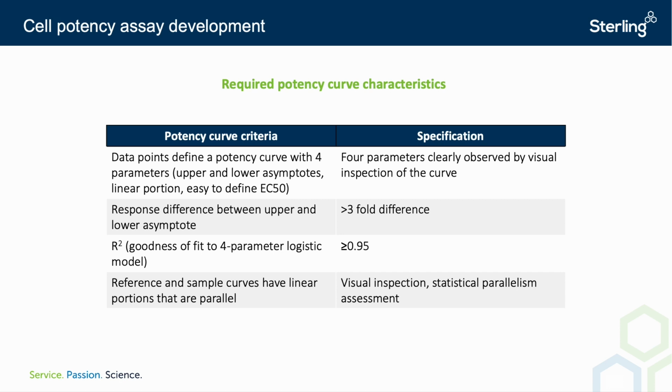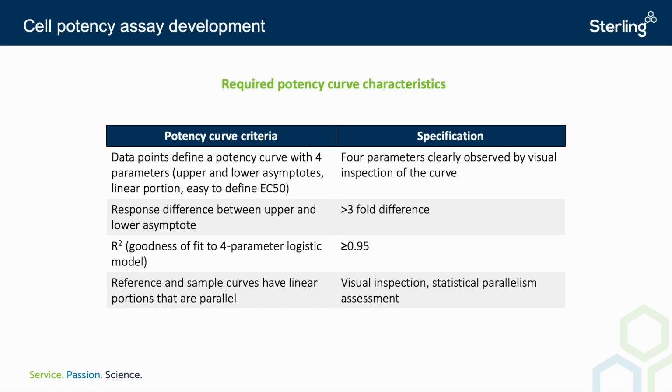It is also important to be clear what the characteristics of the final potency curve must be. The criteria we look for are highlighted in the table here. Firstly, the data points themselves must define a curve with the 4 parameters of an upper and lower asymptote, a linear portion, and an easy to define EC50. There should be a minimum threefold response difference between the upper and lower asymptotes. It should be possible to fit a 4-parameter logistic model to the data with an R-squared of greater than 0.95, indicating a good fit of the raw data to the model.